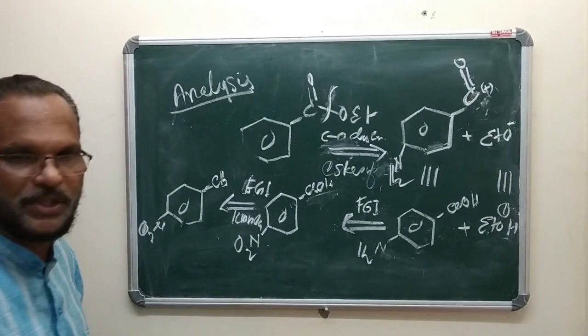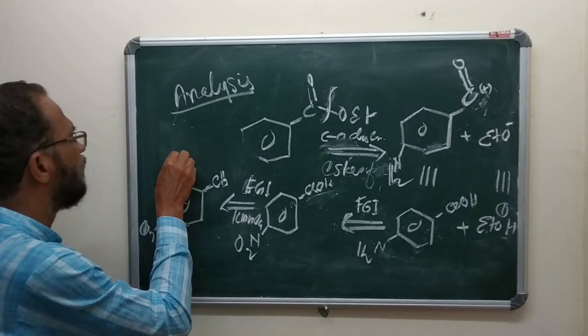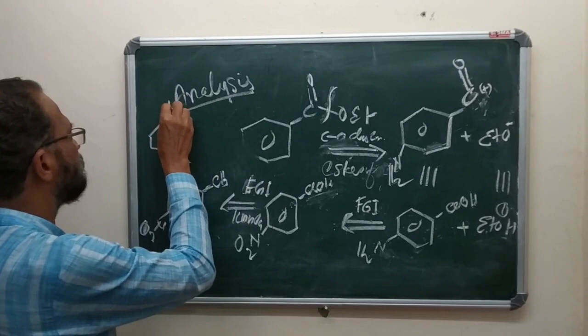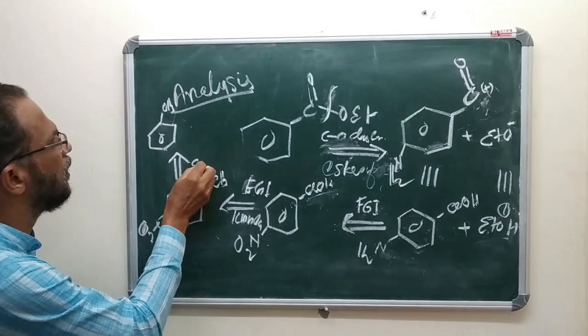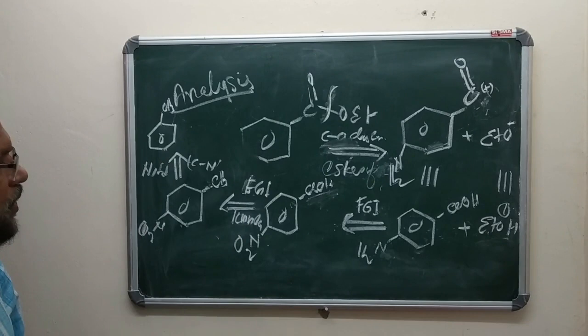Now, this nitrotoluene is not at all a simple one. It can also be obtained by a still simpler method, that is nitration of toluene. Here, there is a CN bond disconnection, and the reaction is nitration.